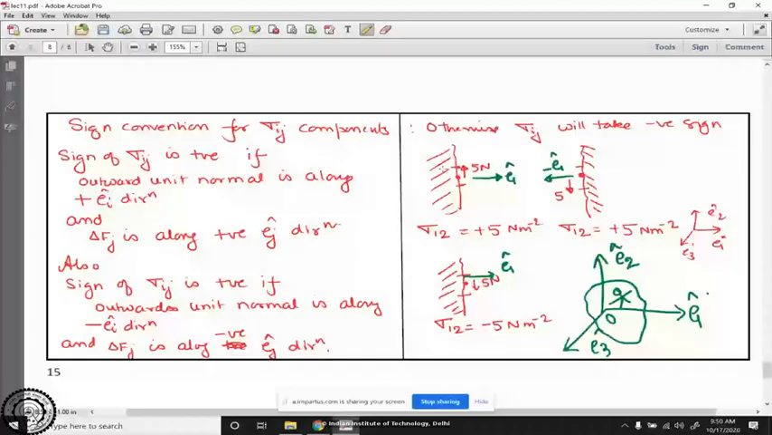I'll just take 30 seconds and then stop. So this is the surface I'm considering. I'm considering the left part. So what is the outward normal? It is along plus E1.